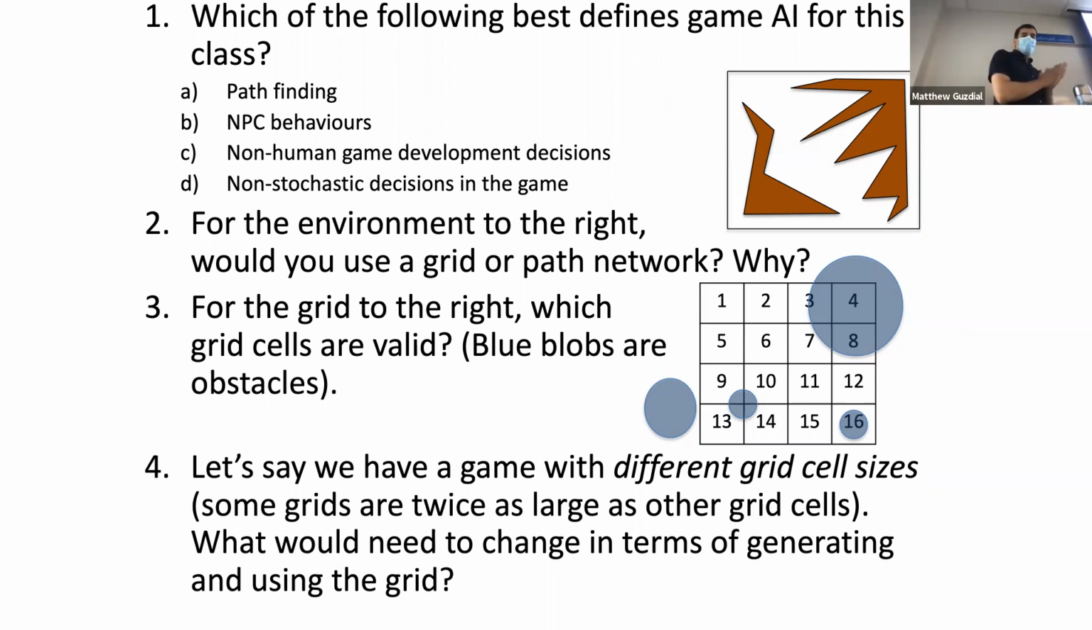Finally, let's say we have a game with different grid cell sizes. Some grid cells are twice as large as other grid cells. What would need to change in terms of generating and using the grid? Well, basically you need to check your corner cases and you need to check your path planning. Those are basically the two things that we need to change.